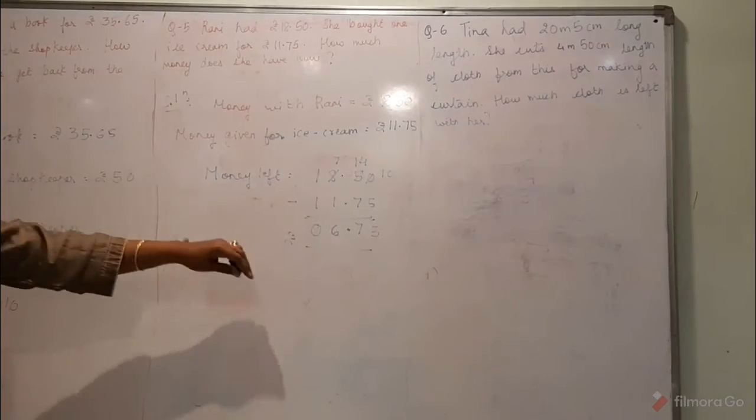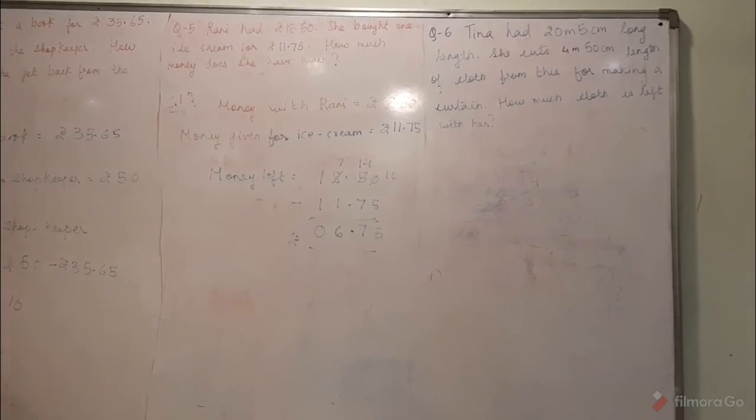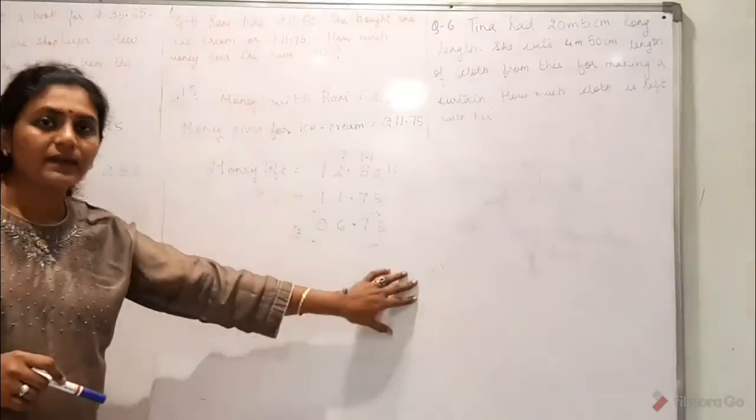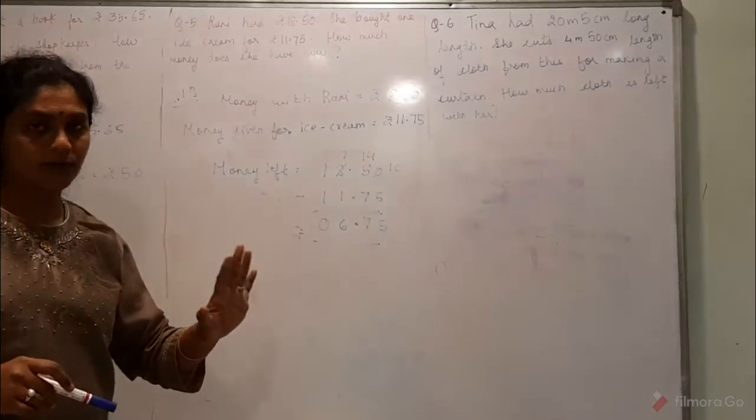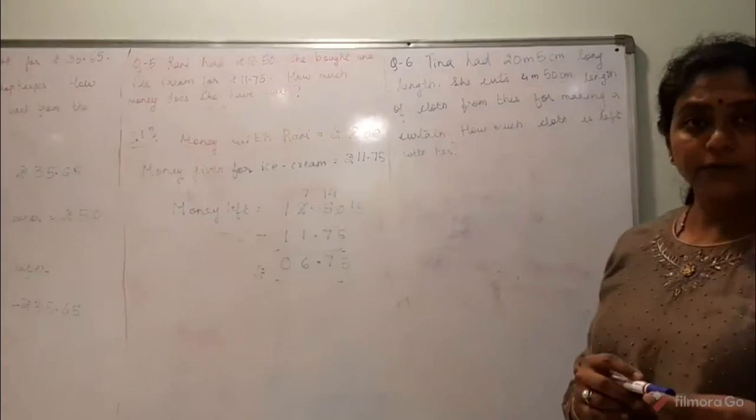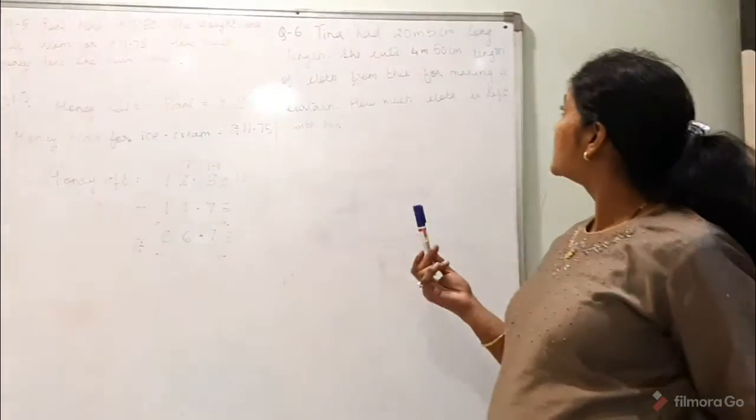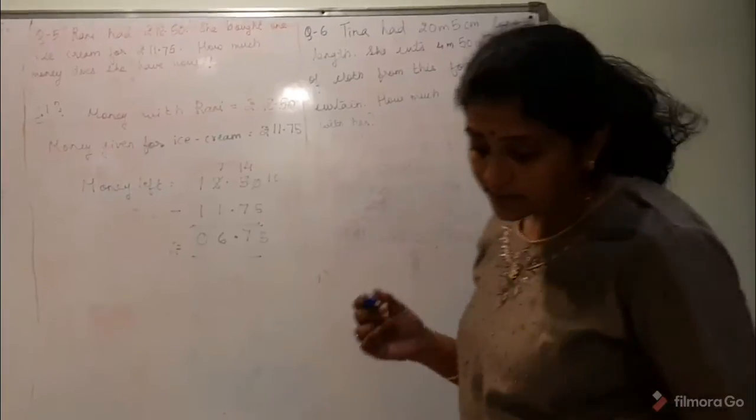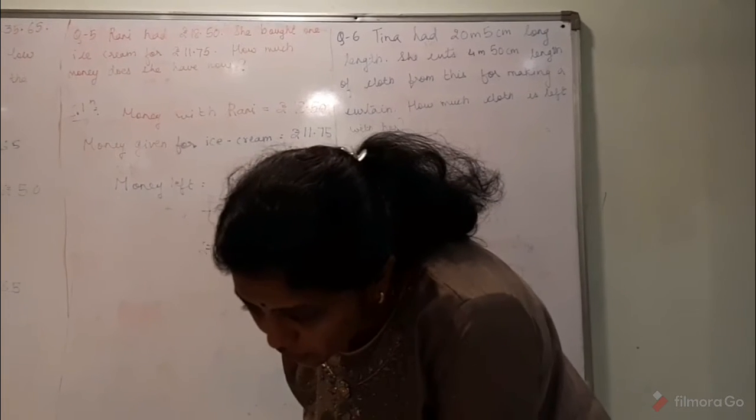So you have to write the final statement. Money left with Rani is rupees 6.75. Now question 6. Tina had 20 meter 5 centimeter long length of cloth.